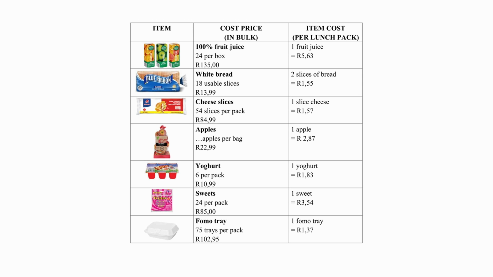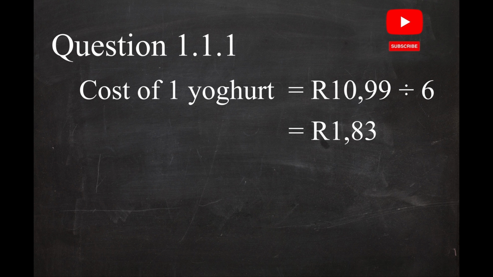The cost of one yogurt is given as R1.83. The cost of a 6-pack yogurt is R10.99. The item cost of R1.83 is calculated by dividing the bulk price of R10.99 by the number of yogurts per pack.